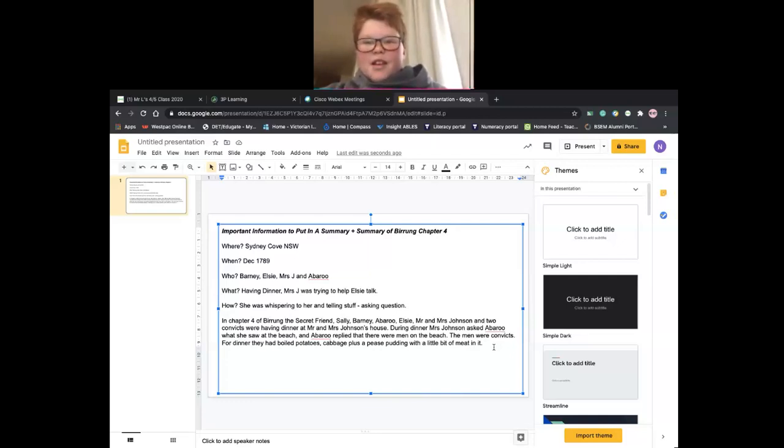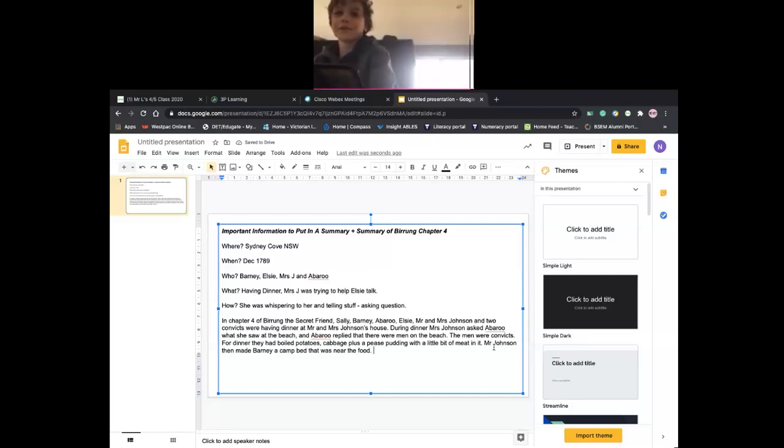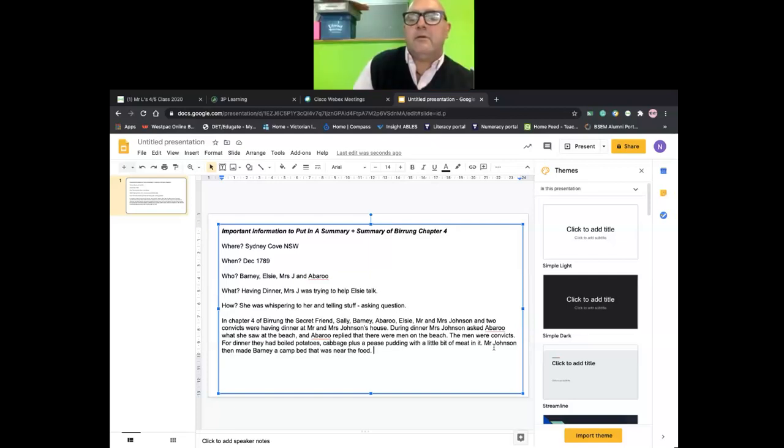Mr. Johnson made Barney a camp bed. For him to sleep in. And it was near potatoes and all that. So could we say it was near the food? Near the food. Yep. Then what happened? Then they said that they would have a really good dream because of all the food that was around. Okay, so Barney thought he'd have a good dream because he was near the food.